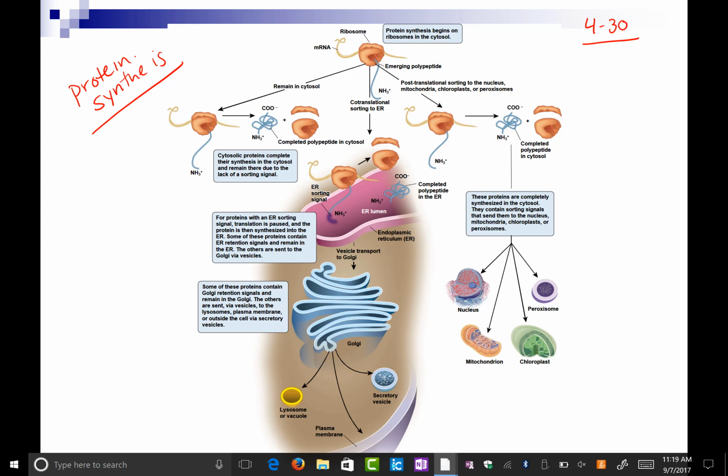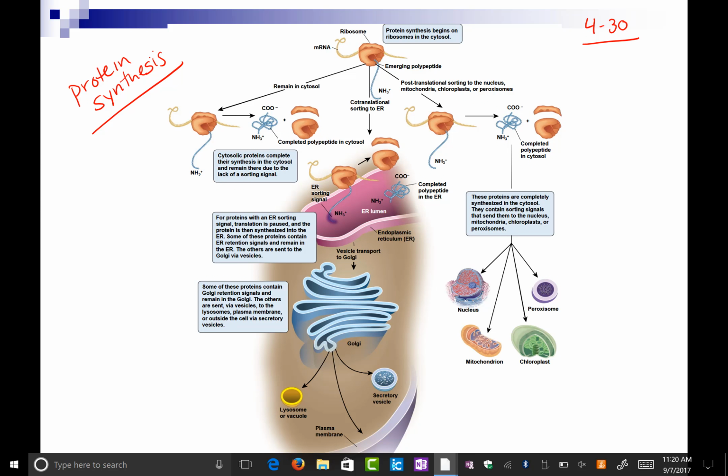And one of the objectives for this chapter is to understand that proteins. Wait, I'm trying to look for the... Hold on. Oh, maybe it's not on our objectives. Series of components. Well, that's kind of awkward.